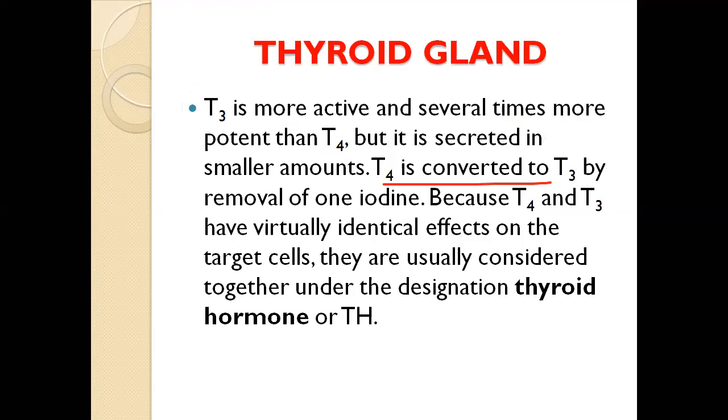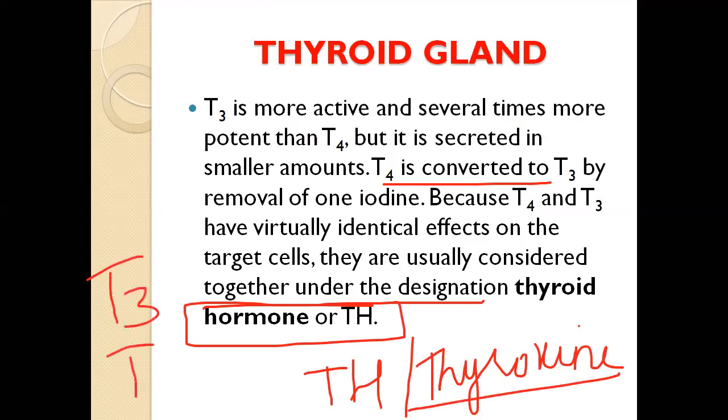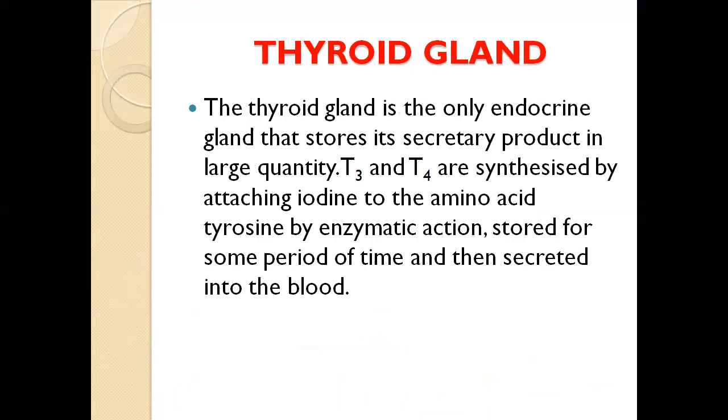Because T4 and T3 have virtually identical effects on the target cell, they are usually considered together under the designation of thyroid hormone, or TH, or thyroxine hormone. We generally generalize that as thyroxine. Now you need to understand that thyroxine means there are two types, T3 and T4: triiodothyronine and tetraiodothyronine.